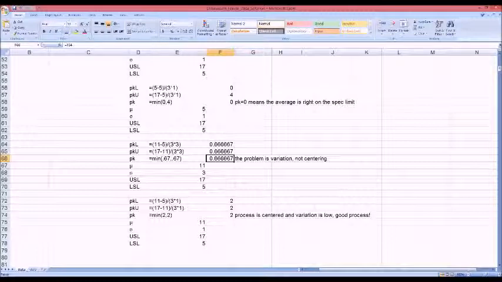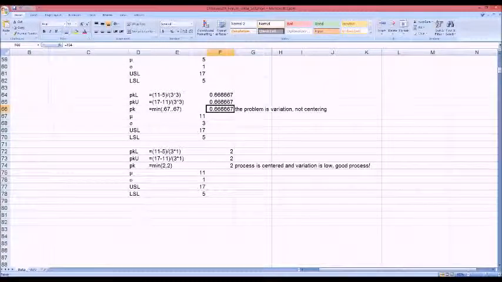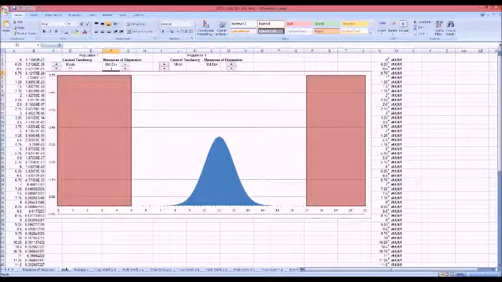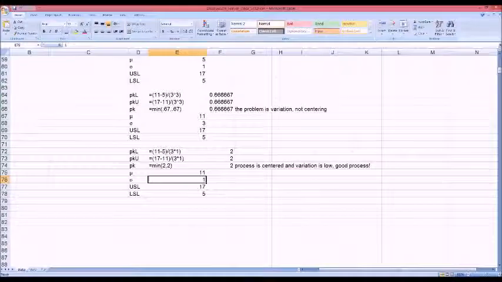Okay. And then this last one, we're going to do one where the process will be centered and the variation will be low, so it'll be a good process. Okay. We're going to go from a mean of 11, which is what it was last time, but this time we're going to reduce the variation to 1. So let's see what that looks like before we run the numbers. Okay. This looks very good. You've got none of the tails sticking out in the out of spec condition. Your average is right in the center of the spec limit. So this should give us a very good number. Usually when it's like this, you'll see something like 2 or above for the capability number.